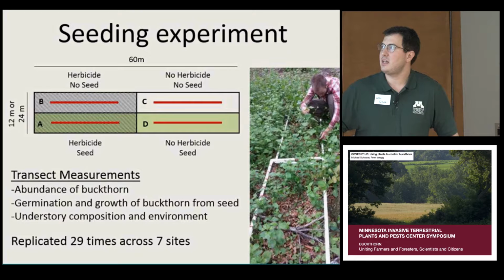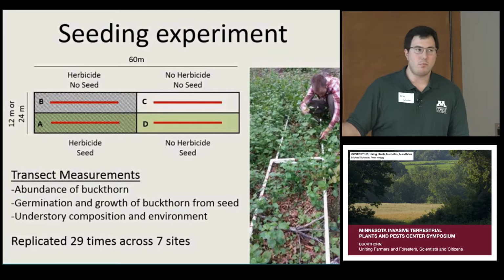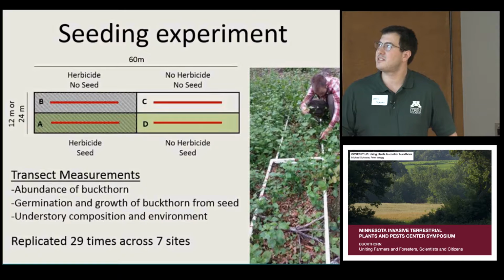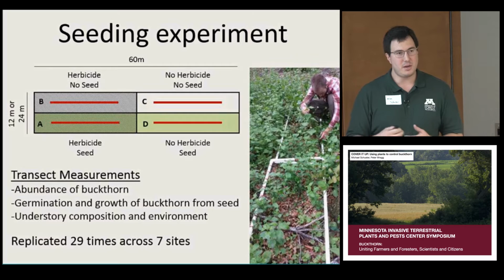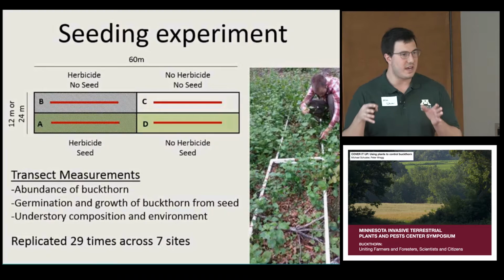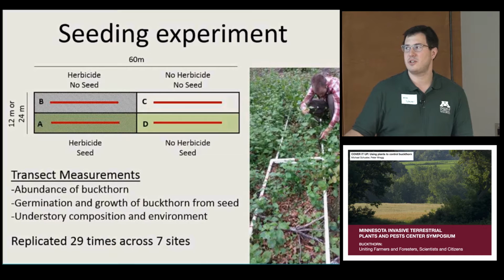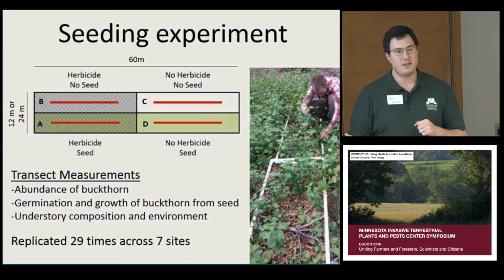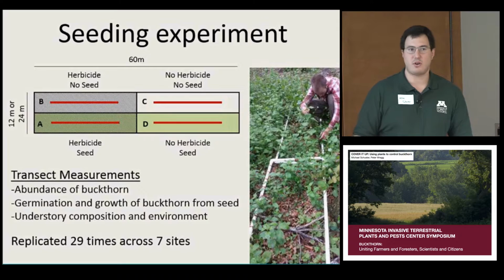And within each of those plots, we lay down a transect that's either 25 or 50 centimeters wide. And along that transect, we are monitoring the abundance of buckthorn, counting all the little buckthorns in this transect. This is Carl, one of our interns. He started saying germinant in his sleep because he was counting so many buckthorns. So we count the abundance of buckthorn. We monitor the germination and growth of buckthorn phytometers that we plant alongside these transects. So we have seed and seedlings that we put specifically along this transect so we have a controlled measure of buckthorn performance. And then we also measure the understory composition and environment, looking at which plants are there and how much light they allow through, soil moisture, things like that. And this is replicated 29 times across 7 sites. So there's 29 of these big blocks around the metro area.